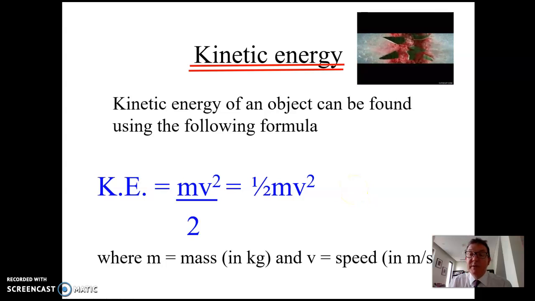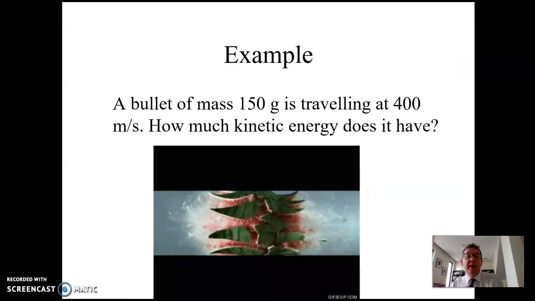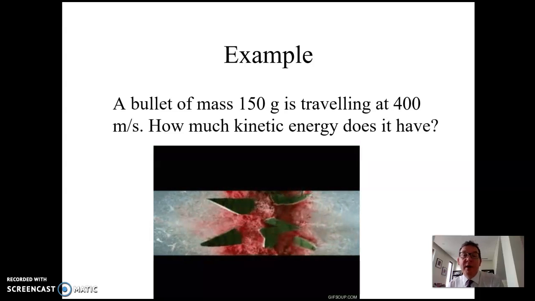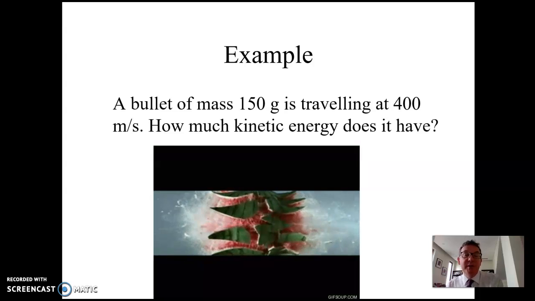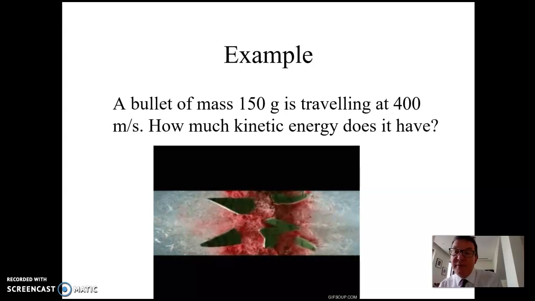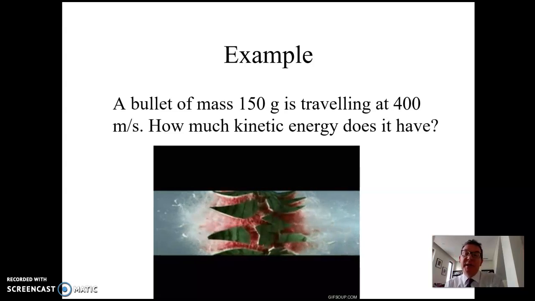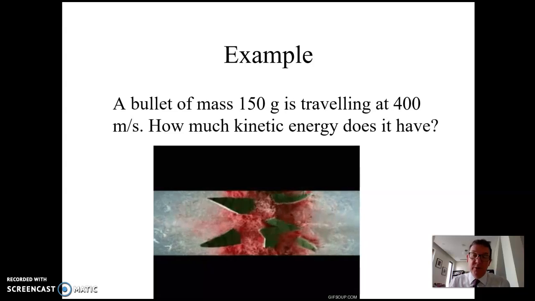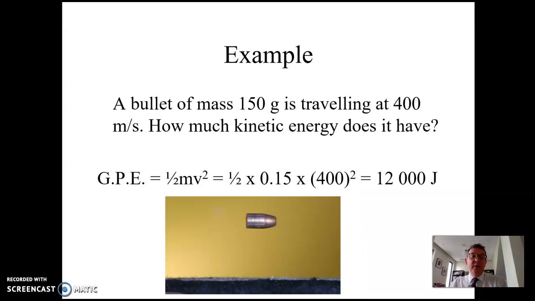So let's have a look at a simple example of that. Okay, a bullet of mass 150 grams is travelling at 400 meters per second. So it's a high velocity rifle. How much kinetic energy does it have? So, as usual, okay, actually, I've made a mistake. Have you noticed what the mistake is? I've put gravitational potential energy.